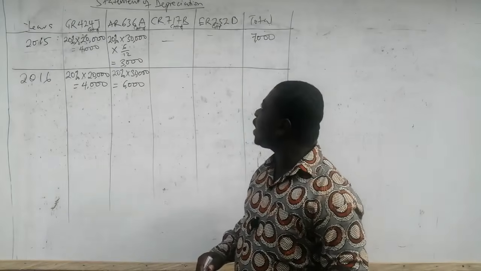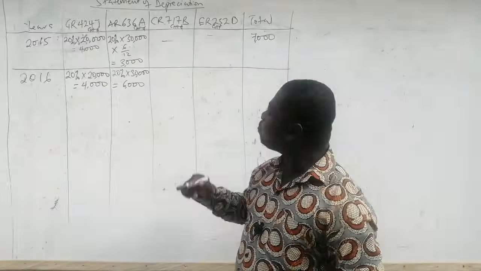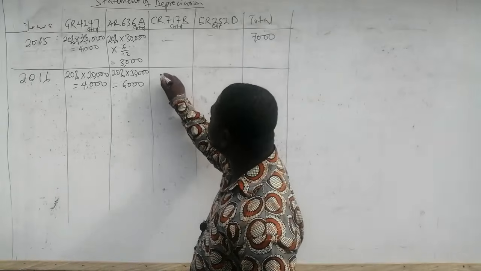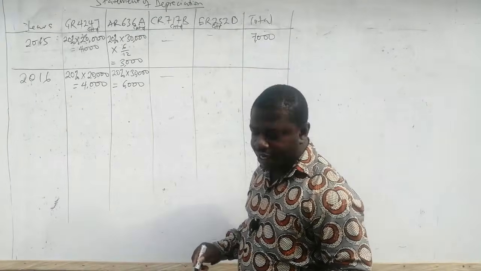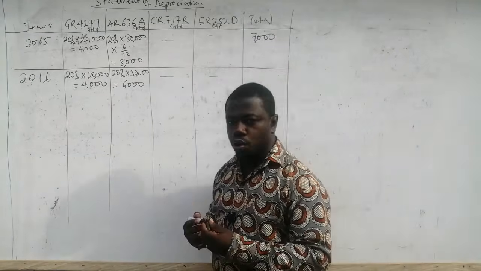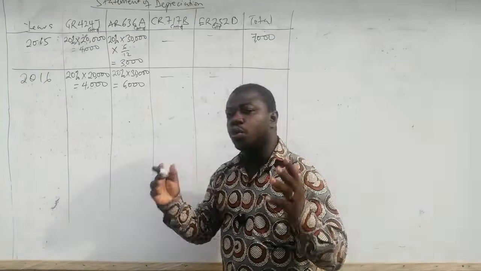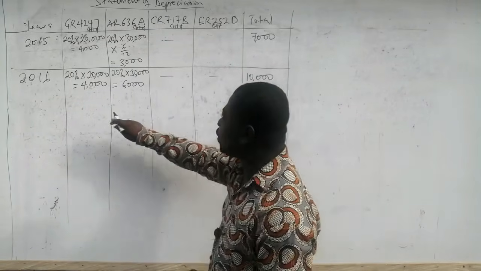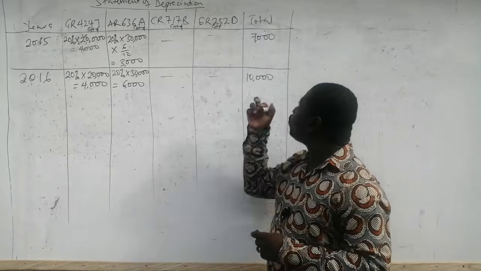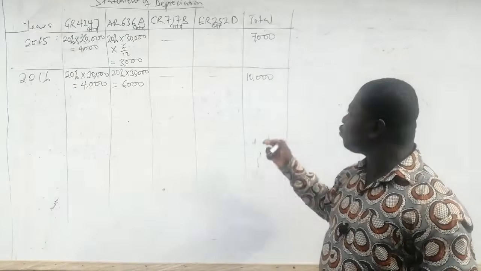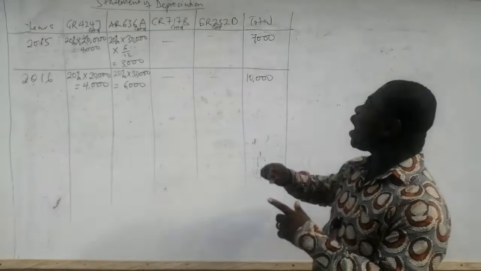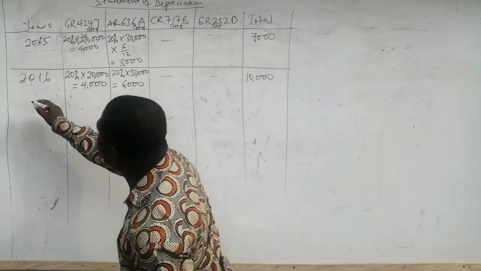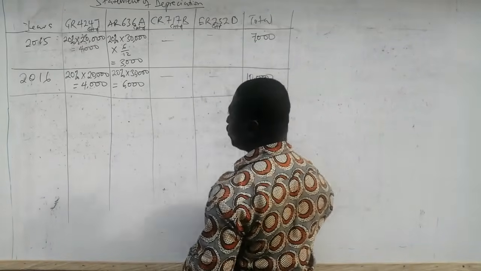Now we come to the third asset, CR. CR was bought in 2017. It means that in 2016, it was still not in existence, and so there is nothing for that. The same applies to the ER, which was also bought in 2017. And so the total depreciation charge for 2016 will be 10,000 Ghana cedis, which is the 4,000 plus the 6,000. So these figures that we are getting as totals is what we are going to use to prepare the accounts. But how to get them is what I'm trying to teach you now. Okay. And so we are done for 2016's depreciation as well.